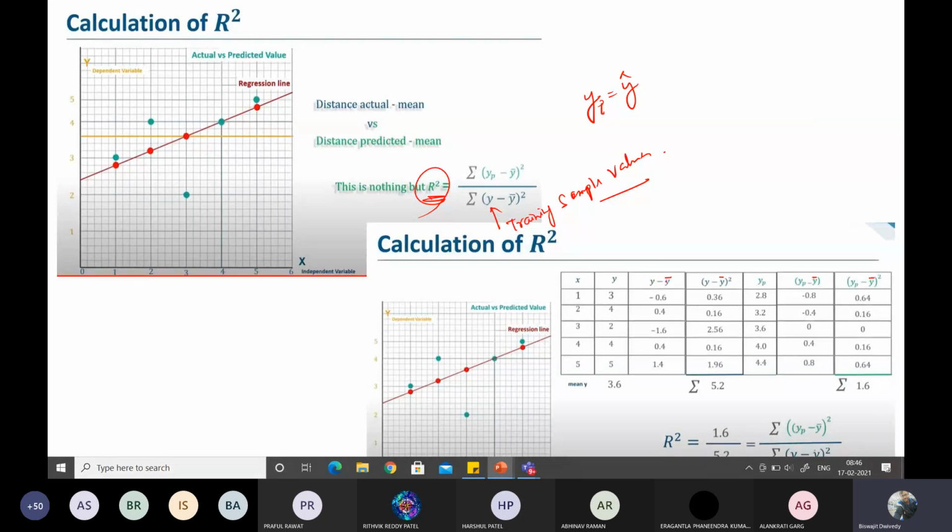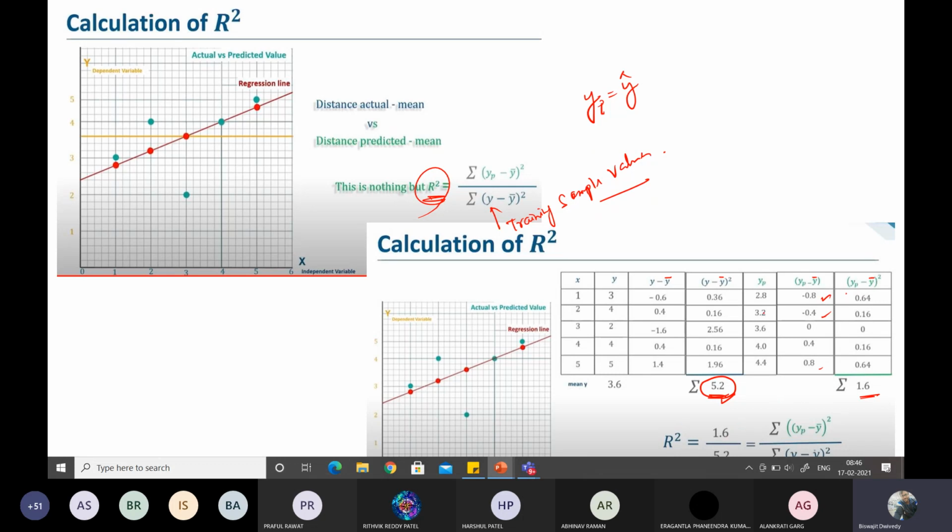So first we have calculated your Y minus Y bar, or Y mean, and after that we have taken the square of these things, and after that we have taken the sum of all those points, and here the value we are getting is 5.2. Next, predicted value minus your mean values, these are written here: minus 0.8, minus 0.4, 0.4, 0.8. After that we have taken the square, and after that we have taken the sum.